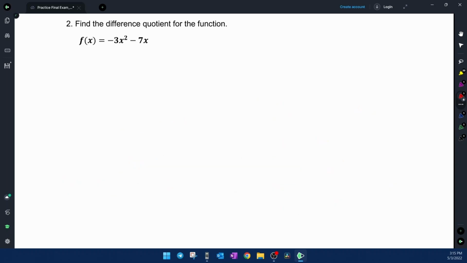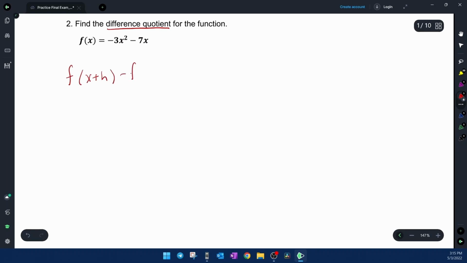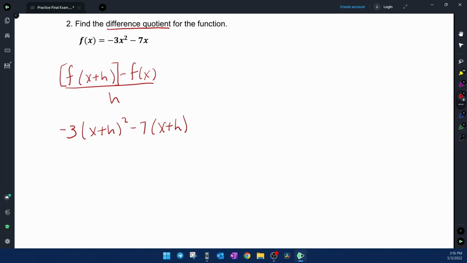Next, problem number 2, find the difference quotient. Notice the formula is not given. So for the difference quotient, we have f of x plus h minus f of x all over h. And then the first piece we need to figure out is f of x plus h. So that means we're going to go to the function and replace every x with x plus h. Negative 3 times x plus h squared minus 7 times x plus h. That's going to do it for f of x plus h.